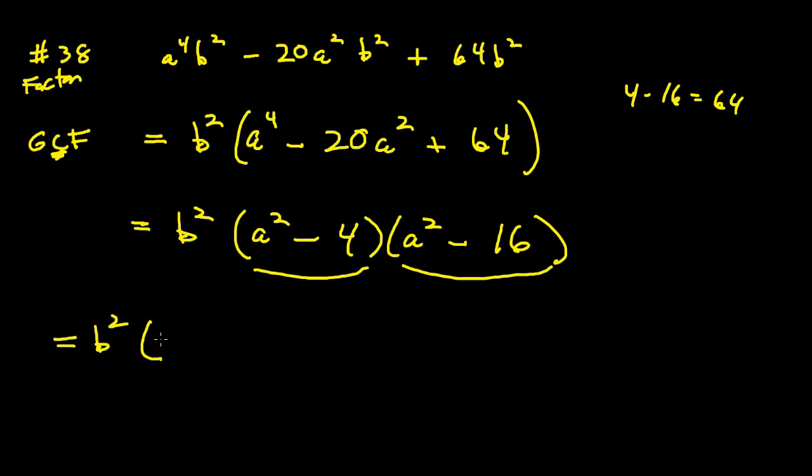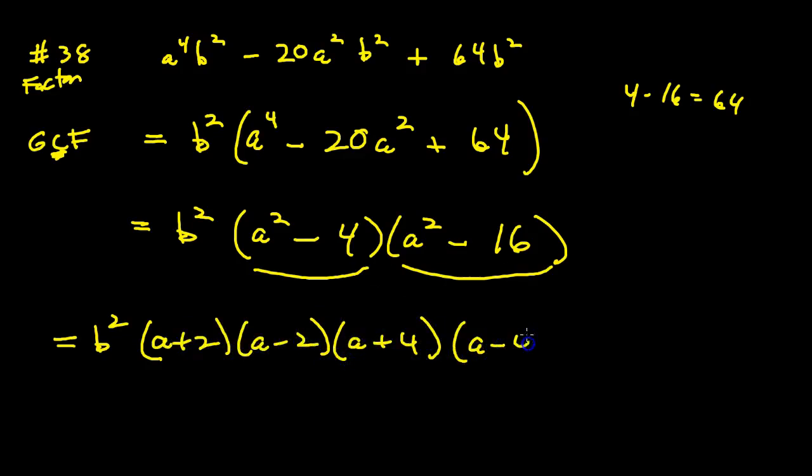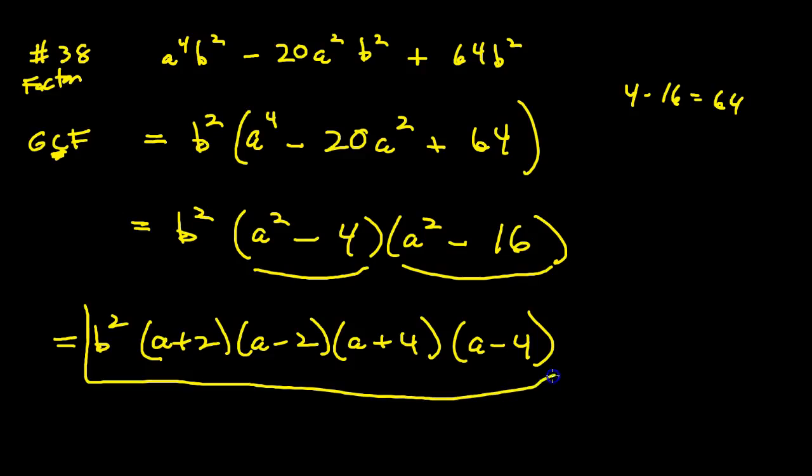A squared minus 4 breaks down as a plus 2 times a minus 2. A squared minus 16, of course, breaks down as a plus 4 times a minus 4. All right, so final answer, b squared times a plus 2 times a minus 2 times a plus 4 times a minus 4. So really 4 different factorings involved in getting this into simplest form.